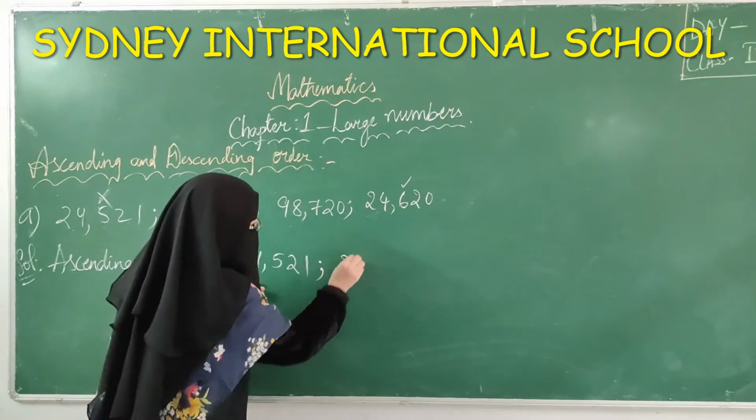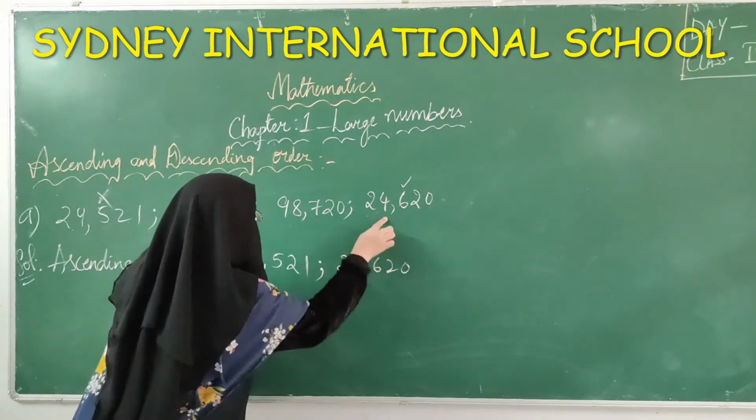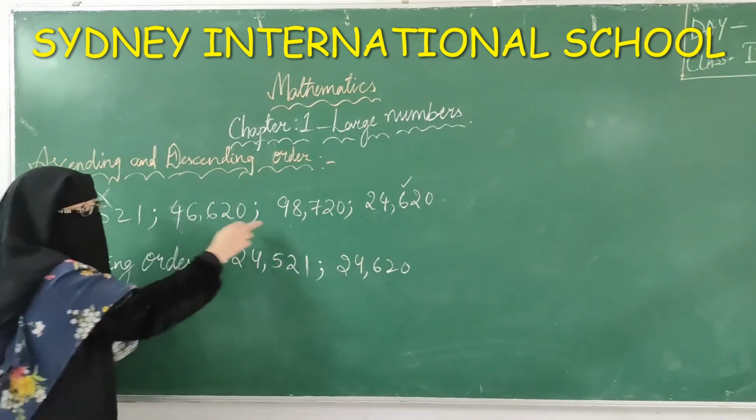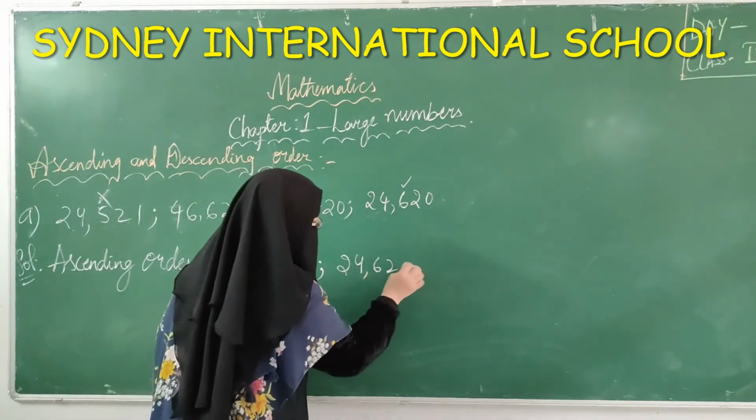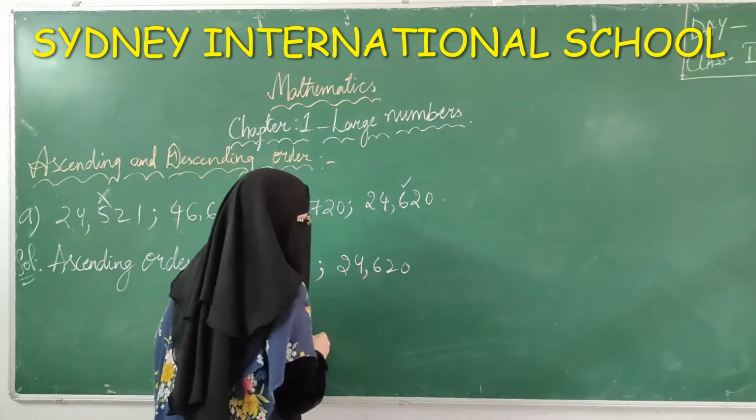24,620, right? I am writing 24,000. Why am I saying this? You see here, this is 46,000, this is 98,000. These are bigger than this. 24,620. Place the comma correctly, okay?